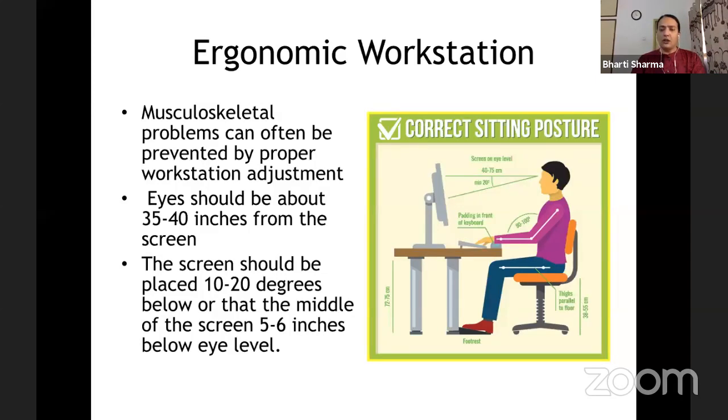Your arms should be properly at rest at a 90 to 100-degree angle from your body. The most important point is the eye should be at least 35 to 40 inches from the screen, and in case of children, we can go up to 30 inches. The screen should be placed 10 to 20 degrees below, or the middle of the screen should be 5 to 6 inches below the eye level. This will help you to strain your eyes less, your back will not hurt, and your neck will also be straight.